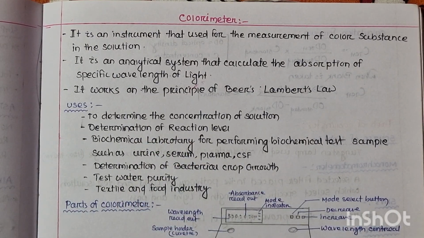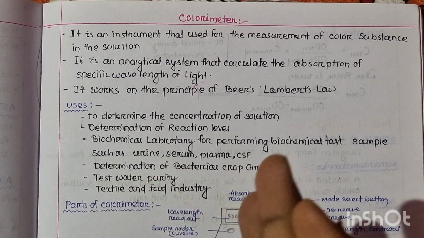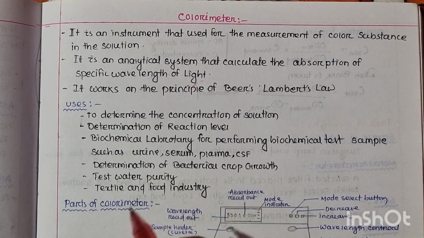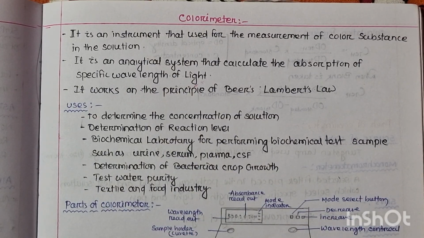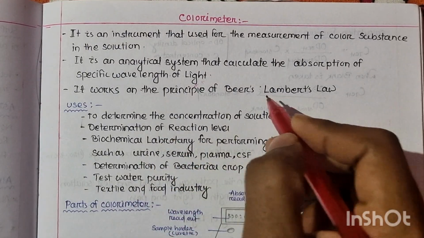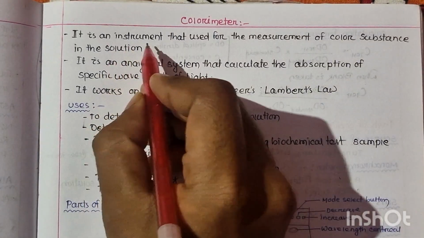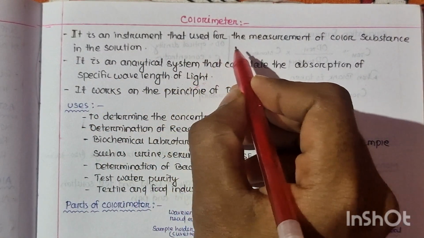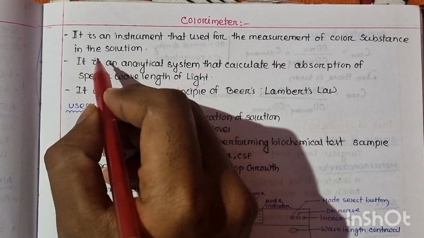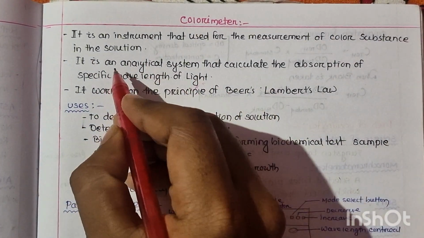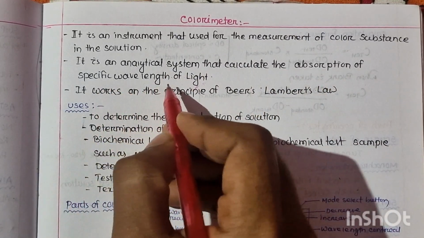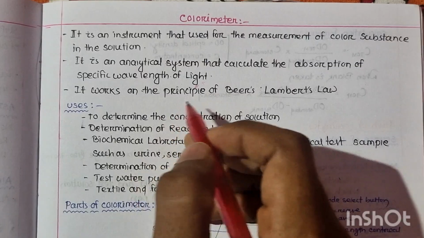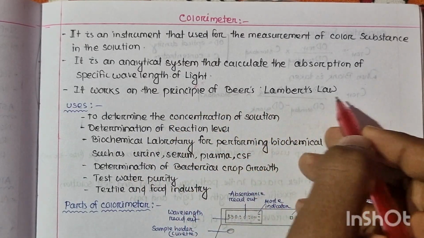In this lecture, we will discuss the colorimeter and its principle. The semi-auto and fully auto biochemical analyzers are fully functional on the basis of the colorimeter, which is based on Beer's and Lambert's law. A colorimeter is an instrument used for the measurement of colored substances in a solution. It's an analytical system that calculates the absorption of a specific wavelength of light. It works on the principle of Beer's and Lambert's law.